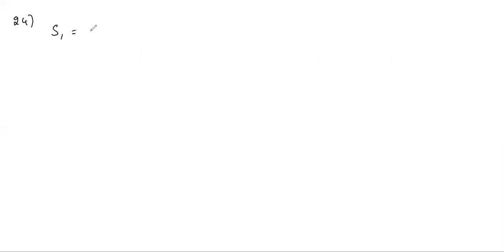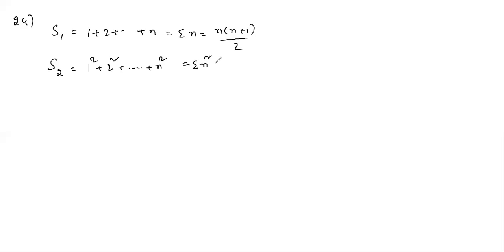S1 is the sum of the first n natural numbers: 1 plus 2 plus and so on plus n. This is sigma n, equal to n into (n plus 1) by 2. Similarly, the sum of squares of the first n natural numbers, sigma n square, is n into (n plus 1) into (2n plus 1) by 6.